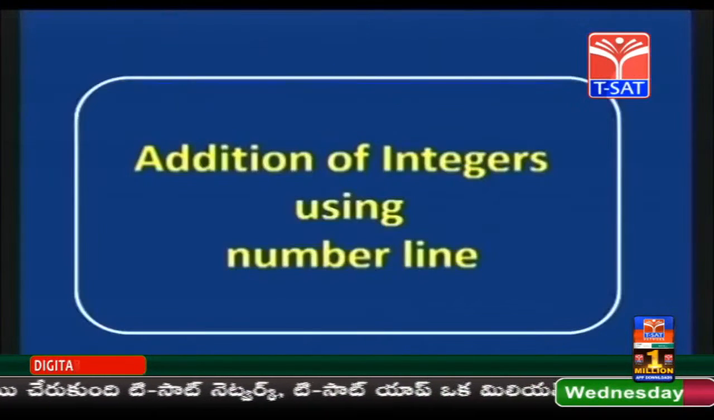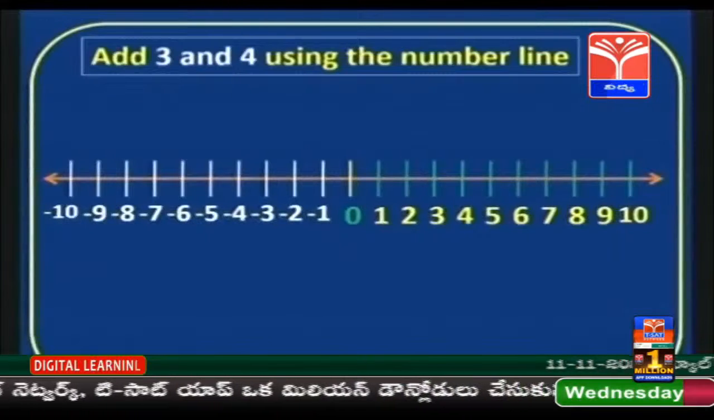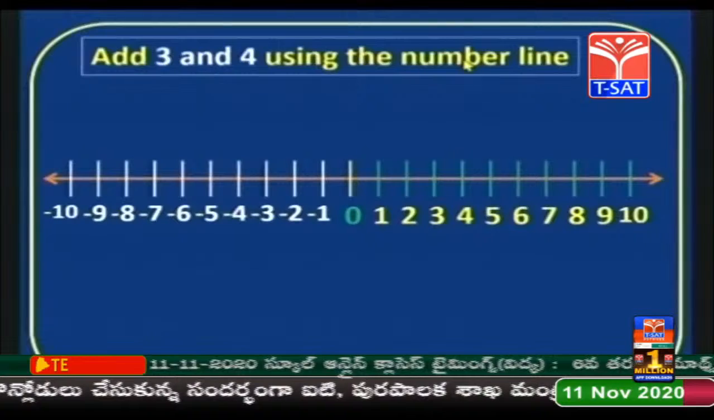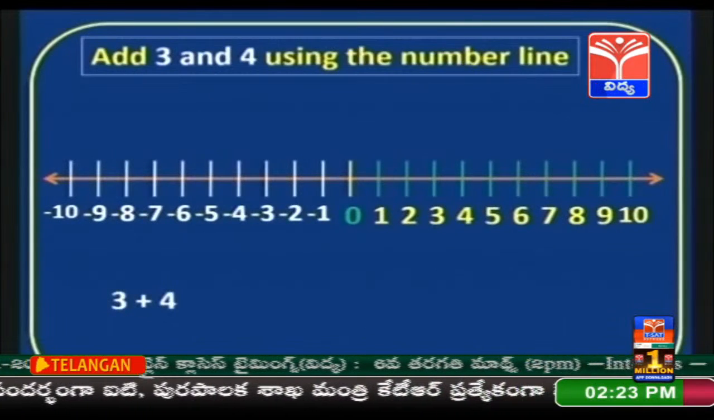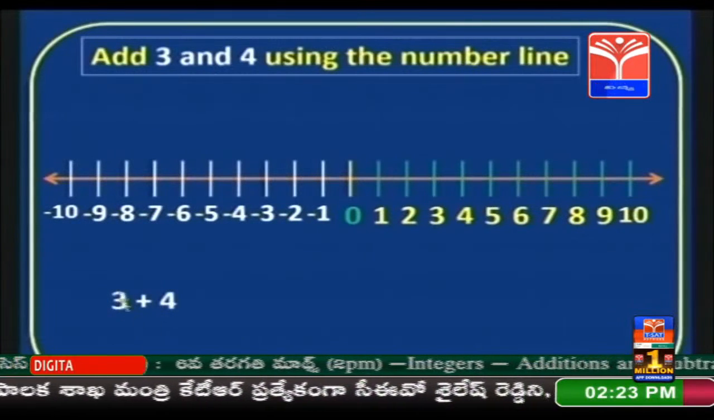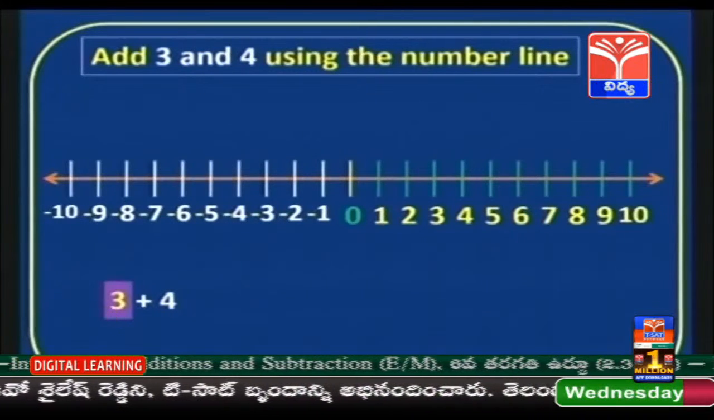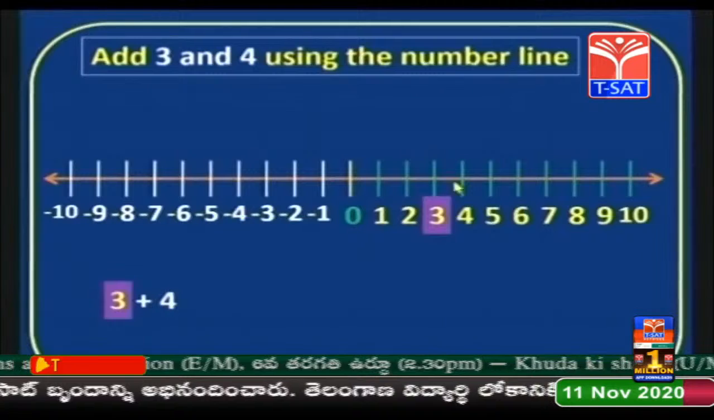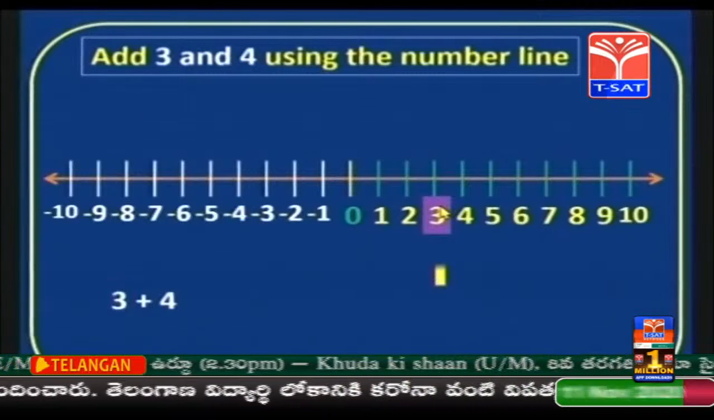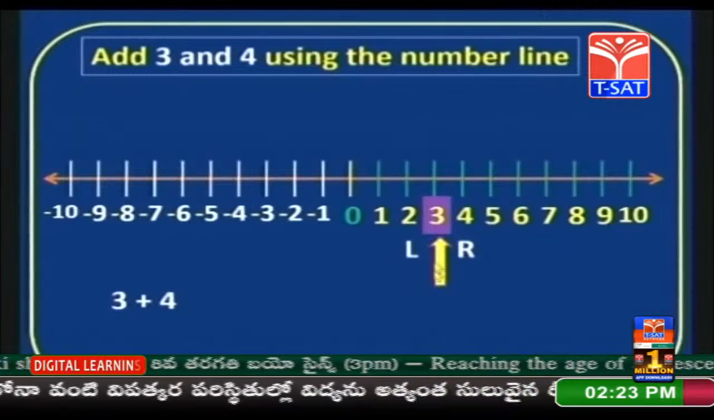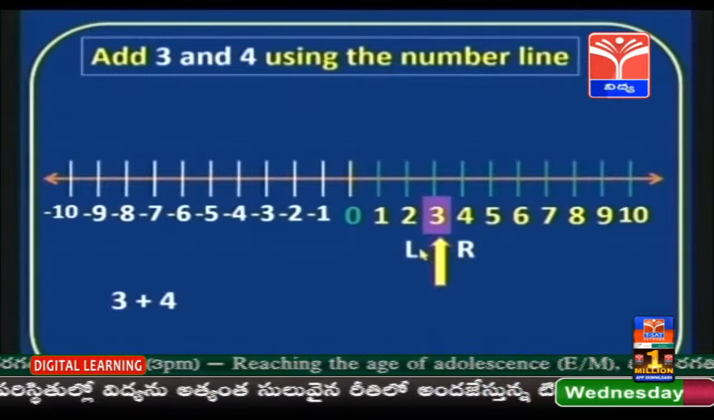Addition of integers using number line. Okay children, now what I am doing here, adding 3 and 4 using number line. So 3 plus 4. Children, what is the first integer here? Yes, 3. So what is the first rule? We have to go to the first integer, right. And what is the sign? Okay, I am going to the first integer. You can see here with the arrow mark, this is the right side, this is the left side.